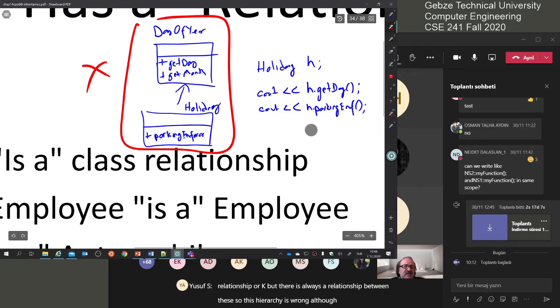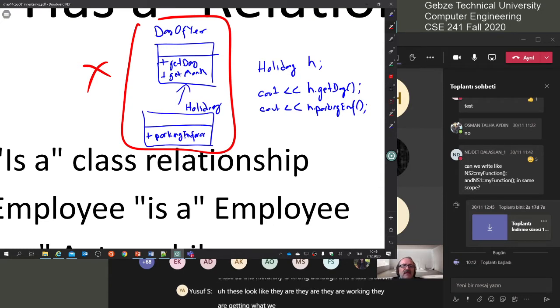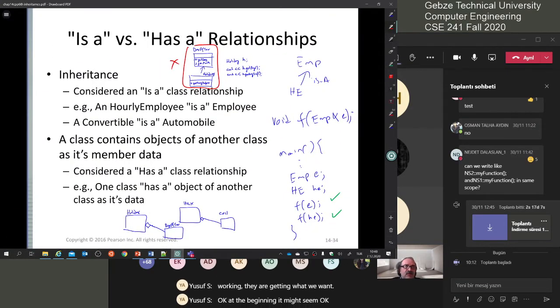Although these look like they are working, we are getting what we want, okay? At the beginning it might seem okay, but later you are gonna realize that this is not going anywhere if you're gonna have a large hierarchy. Okay, good. Any questions about is-a and has-a relationships? Okay, I guess there are no questions. Then we will continue if there are no questions.